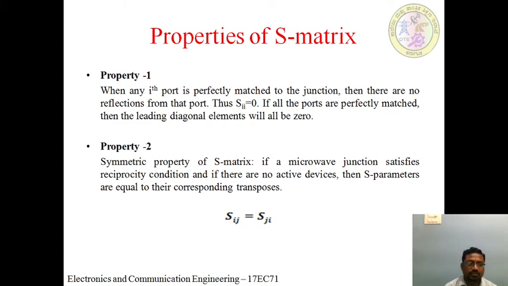Then property 2, that is symmetry property for S matrix. If a microwave junction satisfies the reciprocity condition and if there are no active sources, then the S parameters are equal to their corresponding transposes. So that is nothing but Sij is equal to Sji.